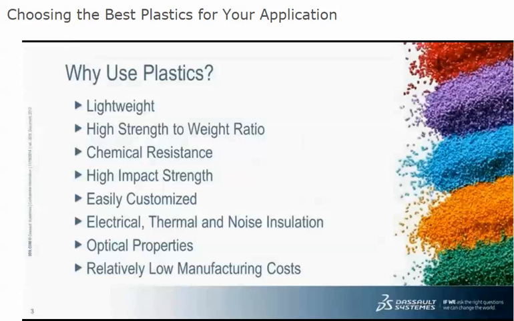Why use plastics in the first place? They're lightweight, they have very high strength to weight ratios. They, in some cases, have very good chemical resistance. You can get plastics with high impact strength. They're very easily customized. We're going to talk a lot about that today. They're great insulators, both for electrical, thermal, and noise. They have great optical properties if you use the right type of plastic. And overall, compared to, let's say, metals, for example, they have relatively low manufacturing costs. That's because they require lower temperatures and lower pressures to process than, for example, metals.